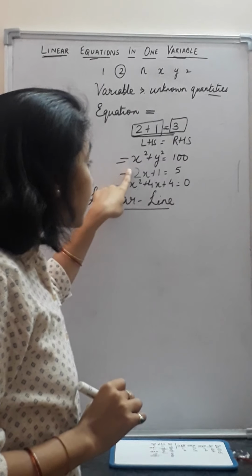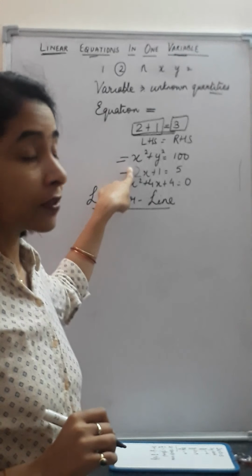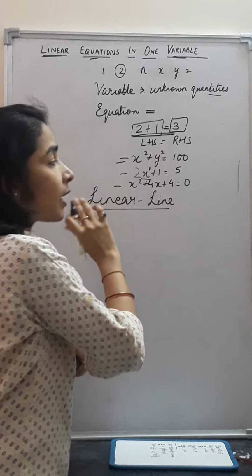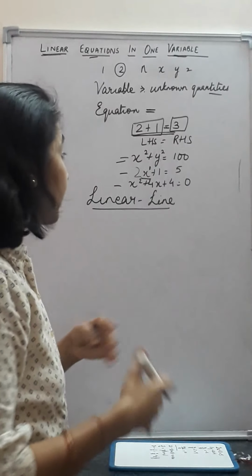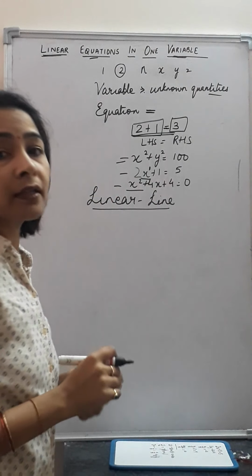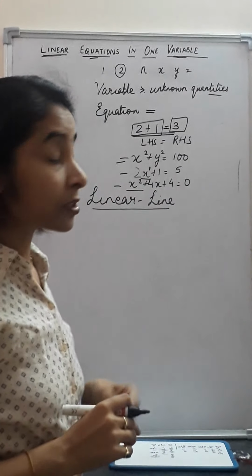If I talk about this equation, then it is a linear equation. Why? Because the variable x here has only the power 1. Beyond that, it doesn't have any power more than that. If I talk about this equation, then again there is x square. It is not a linear equation. It is a quadratic equation because the power is 2 here. So here is the linear equation.